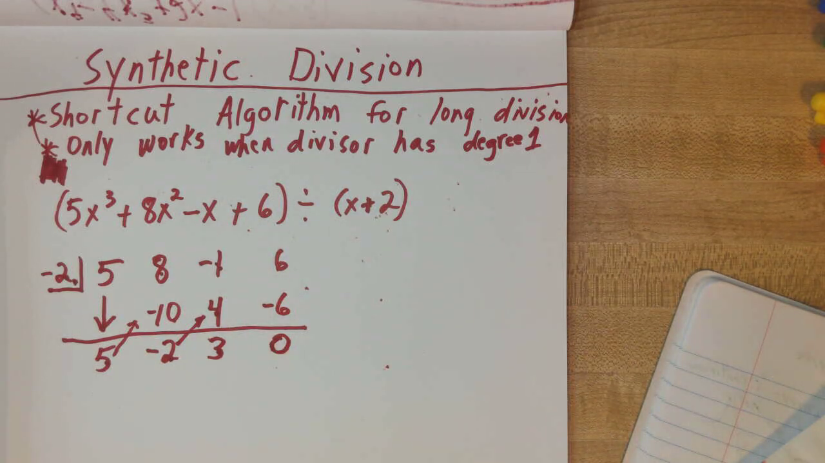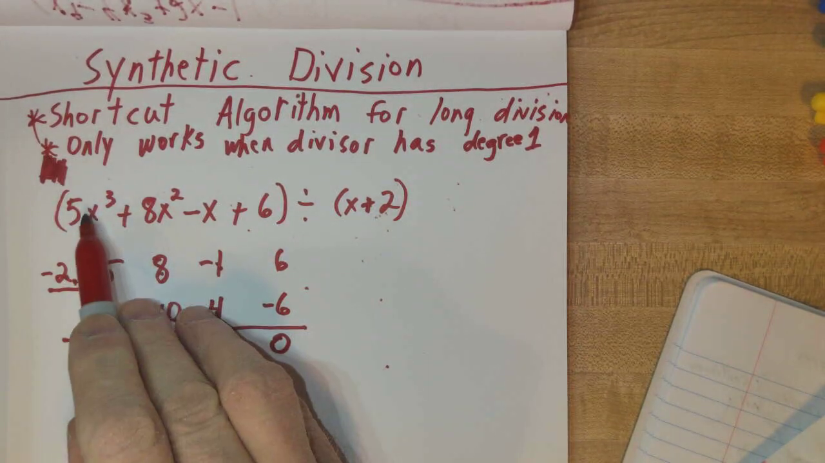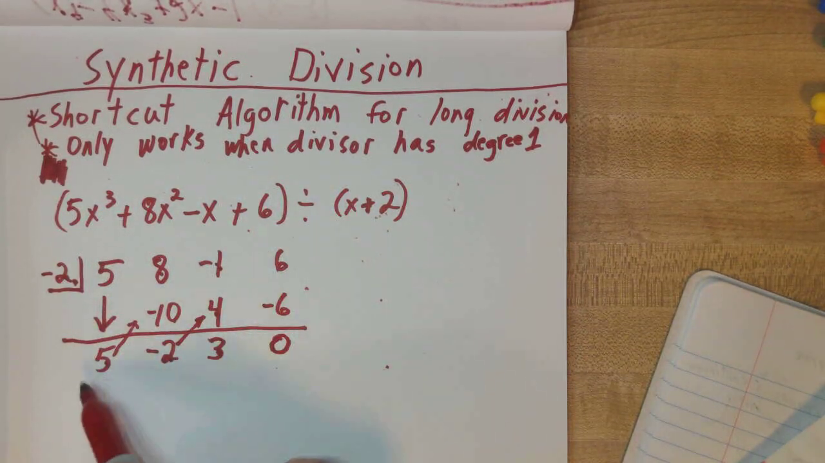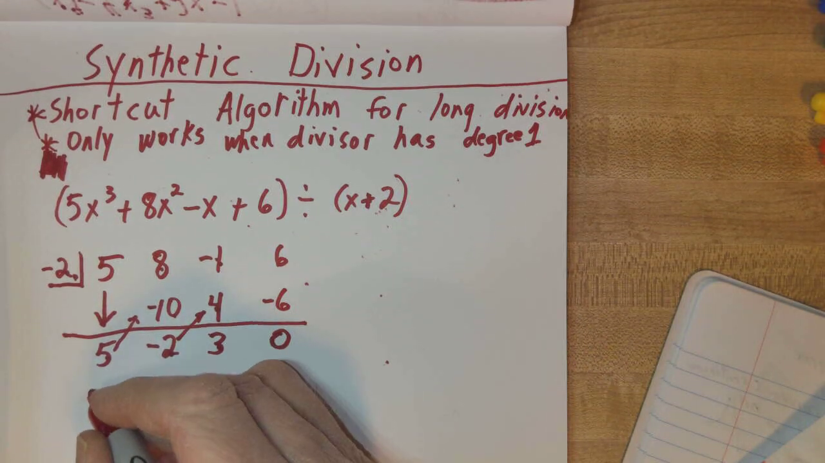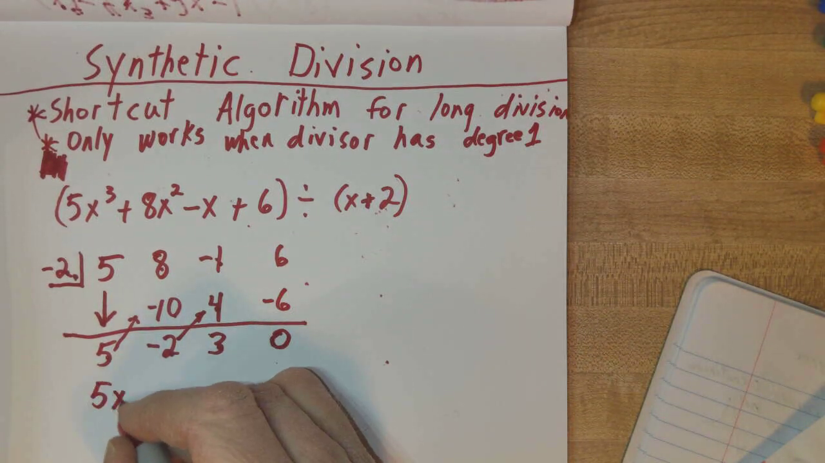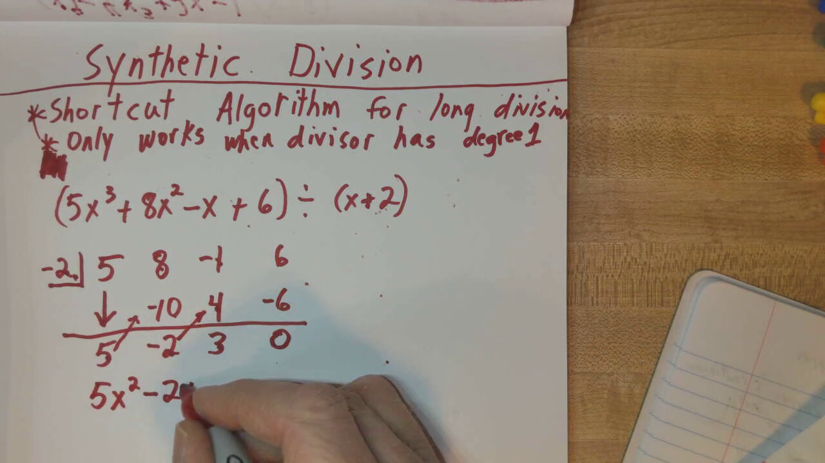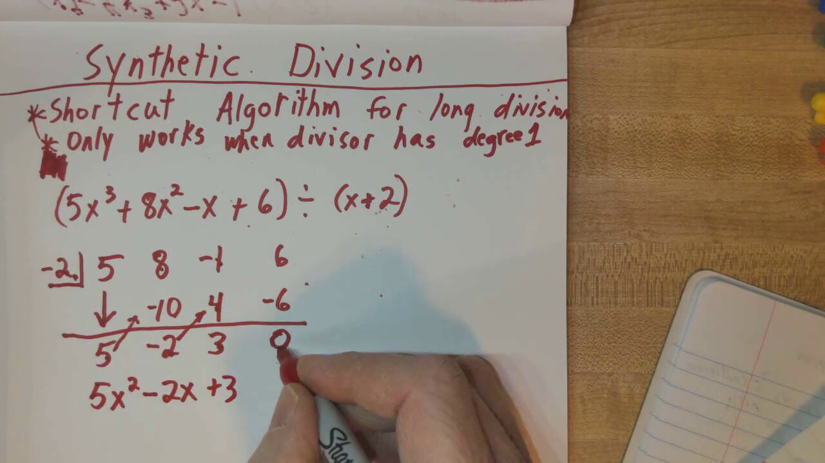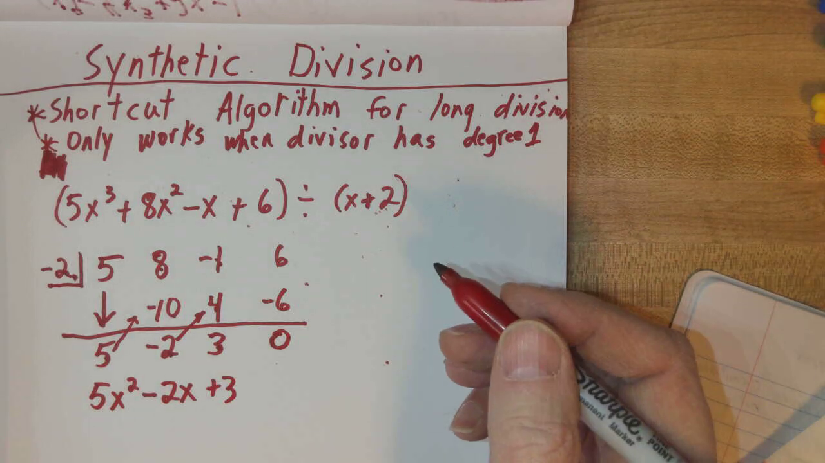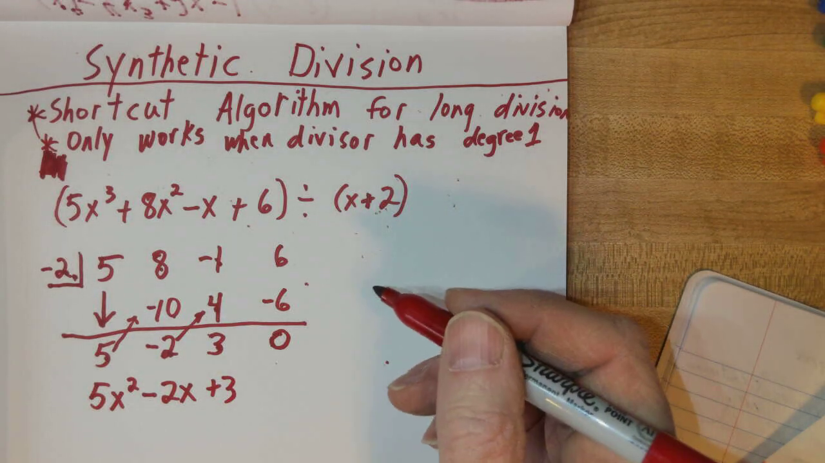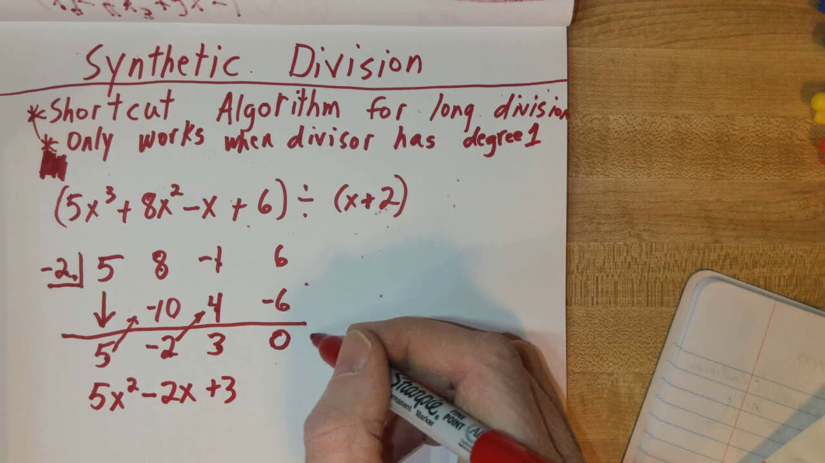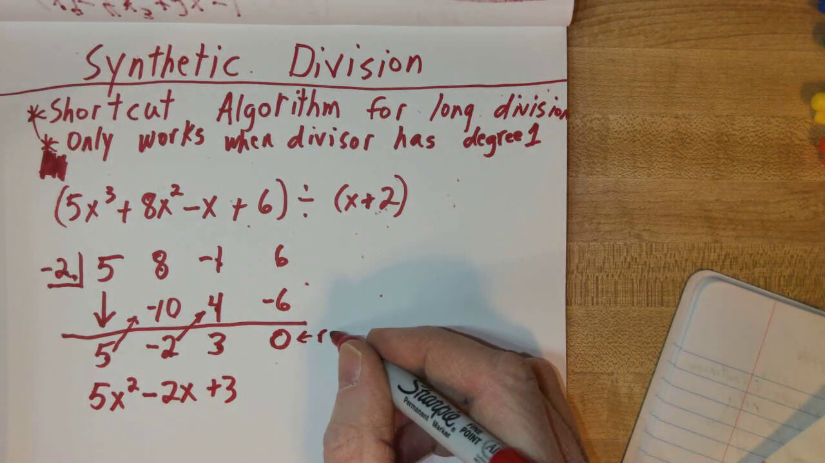And I've got what I need for the answer. Remember, x to the third divided by x is x squared. So that is the degree, that is the answer here, 5x squared, and then I just work my way down, minus 2x plus 3. There is no remainder on this one. 0 is the remainder. So the last number here, that is always the remainder.